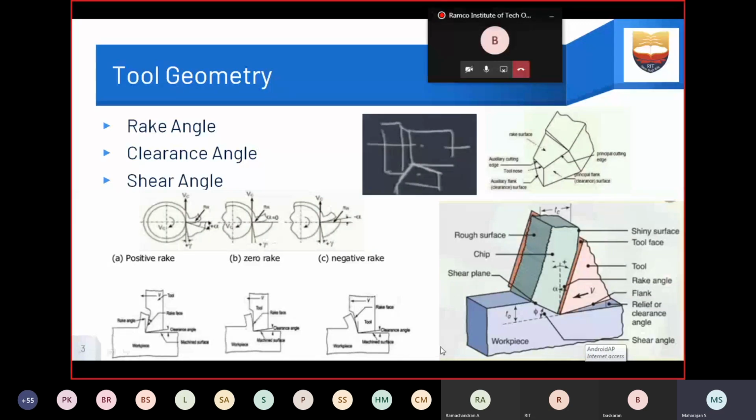Here in this figure, you can see the main important geometry, called the rake angle and the shear angle. The rake angle: the line which is perpendicular to the line of action of the cutting tool direction. This is the cutting tool direction, the velocity, which is in the line of action. The line drawn exactly perpendicular to the line of action of the workpiece. This is the rake face. The angle in between is called the rake angle.